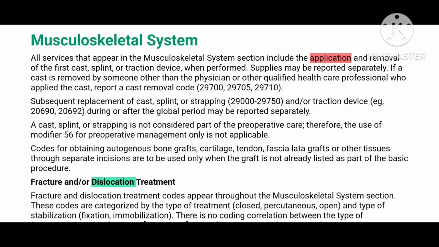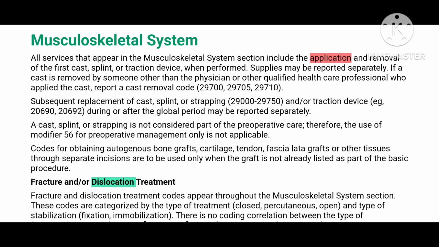Now read the third paragraph. A cast, splint or strapping is not considered part of the preoperative care. Therefore, the use of modifier 56 for preoperative management only is not applicable. So before doing a surgery, if they give a cast, splint or strapping, you cannot consider it as a preoperative service. It has to be reported separately.